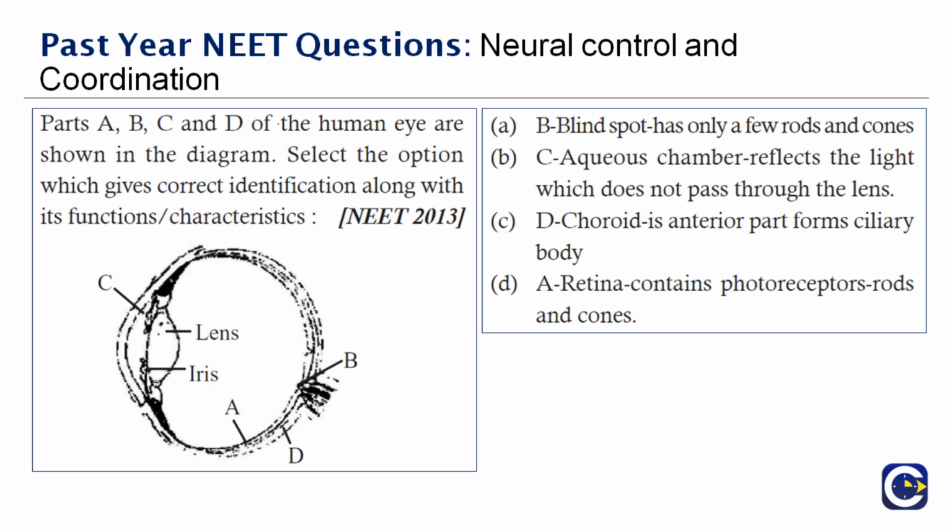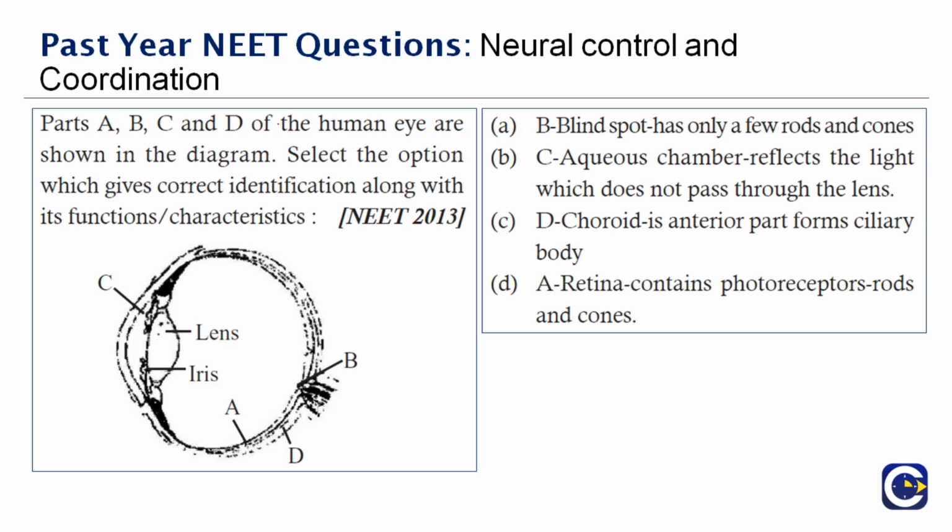Parts A, B, C and D of human eye are shown in the diagram. Select the option which gives the correct identification along with its functions and characteristics. So you have A, B, C, D marked there. You need to identify them.